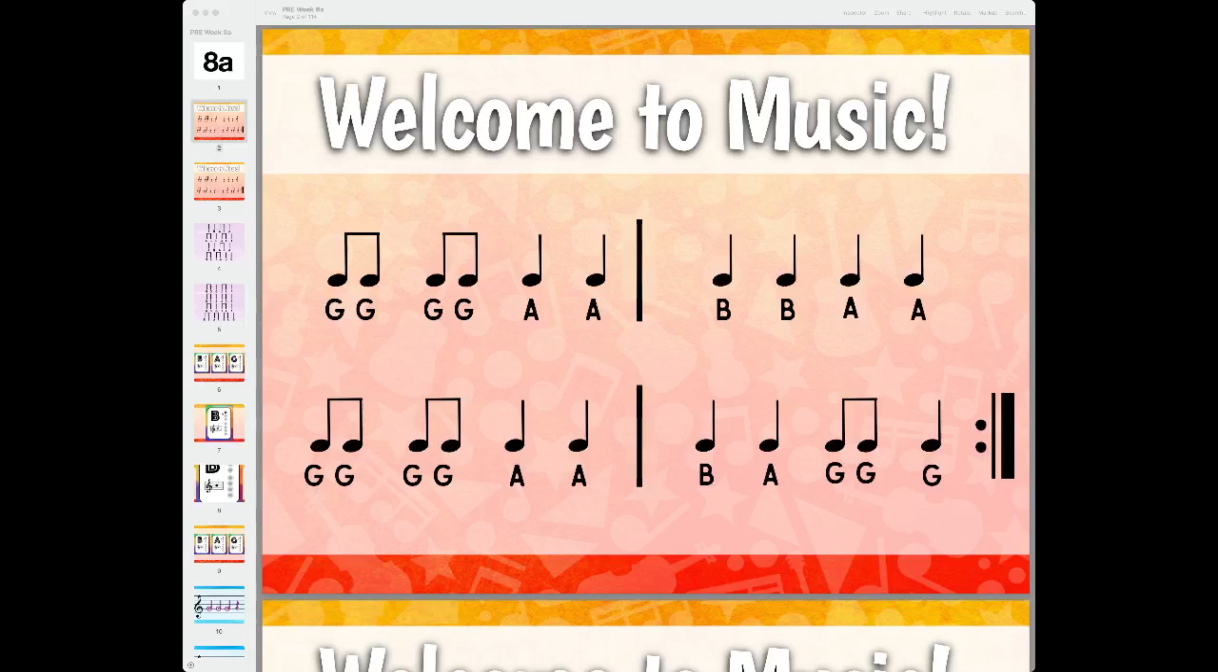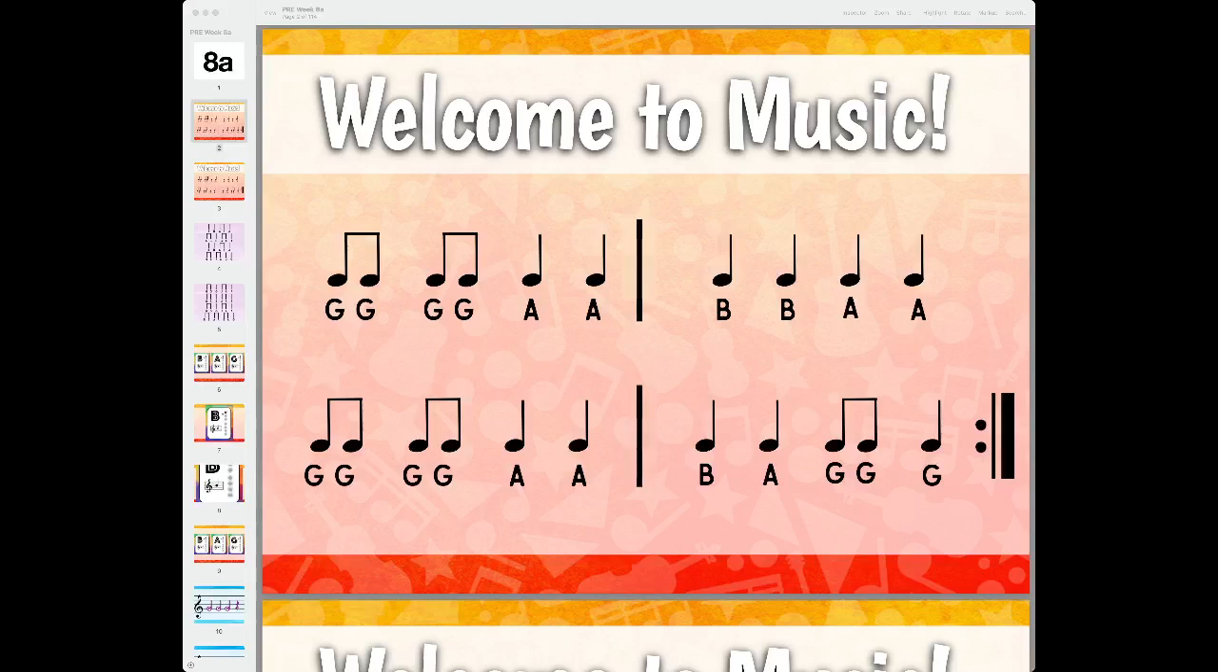But once we ding the bell, I say, okay, before we play this together, quick question. I'm going to ask you about this. Remember when we talk about this, we can say measure one, measure two, measure three, measure four. Or we could say line one, measure one, line one, measure two, line two, measure one, line two, measure two. Just two ways to talk about it, right? Because it's two lines, and the four measures are spread across the two lines.